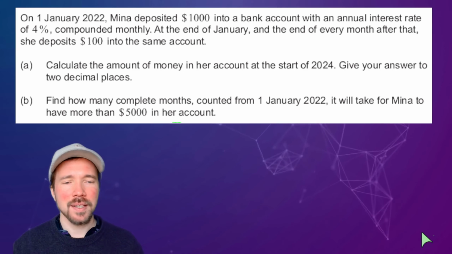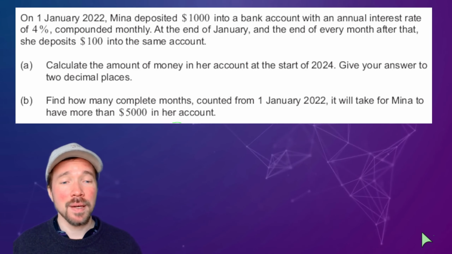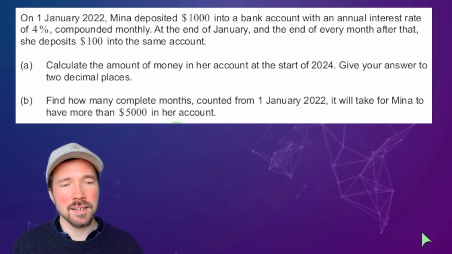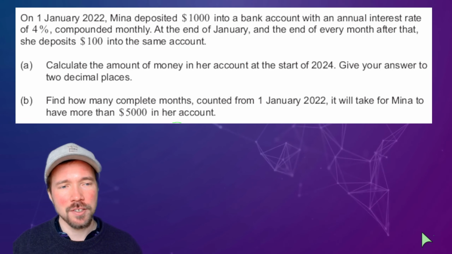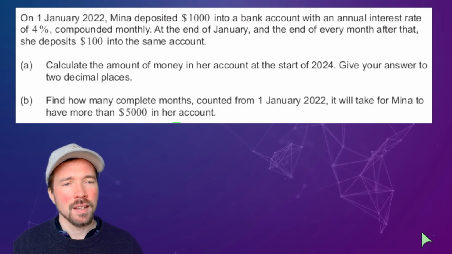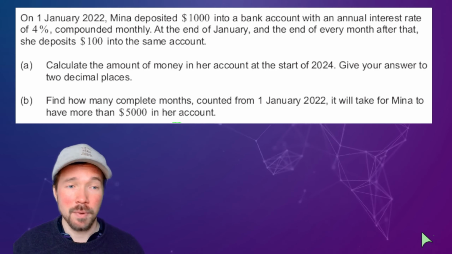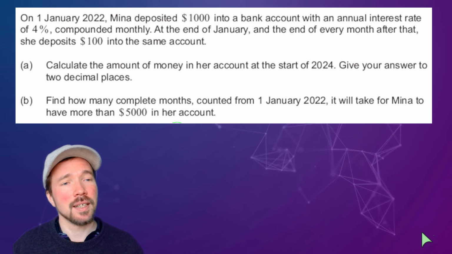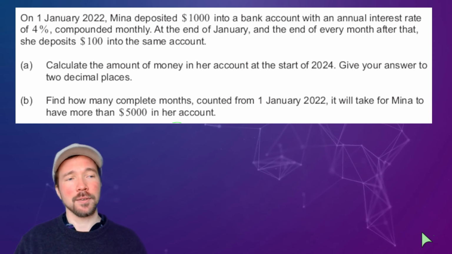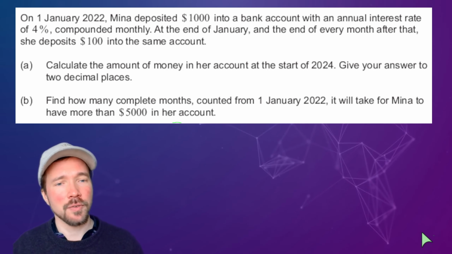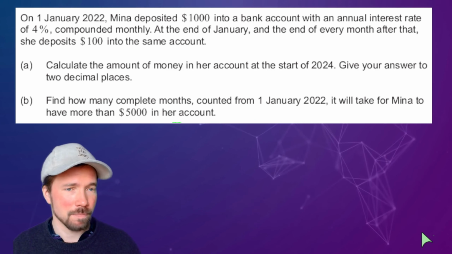Okay, someone asked me to make an AI paper question. So this is an Applications and Interpretations old Paper 1 question. I think this is standard level. So here we have someone very smart who deposits $1,000 into her bank account with an annual interest rate of 4% compounded monthly.